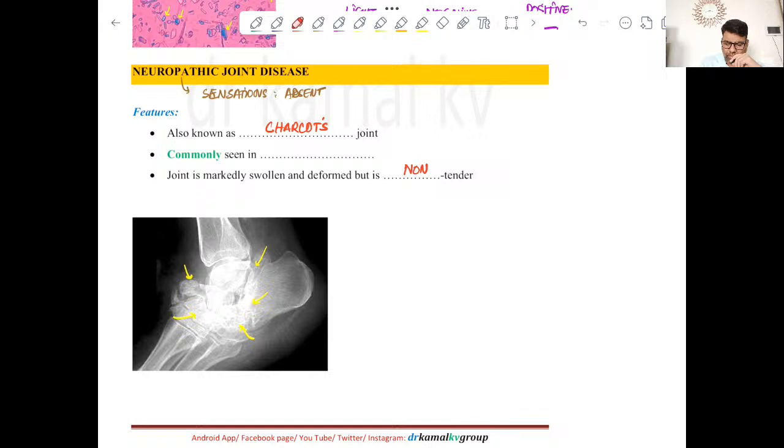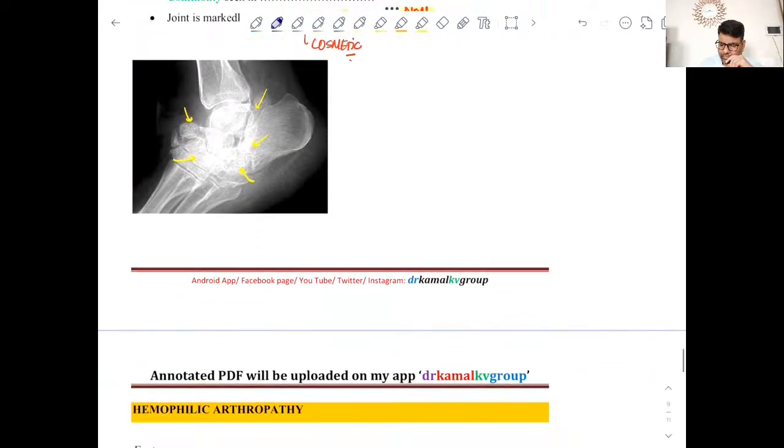He will simply come to us with a swollen deformed joint. So in fact he is coming to us for cosmetic reason, not for the pain or any other thing. Because of neuropathy there is no pain sensation, so it is almost non-tender. Clinically it is commonly seen in diabetes mellitus, though patients with leprosy can also present with this condition. So in neuropathic joint disease, the pain sensations are not carried.